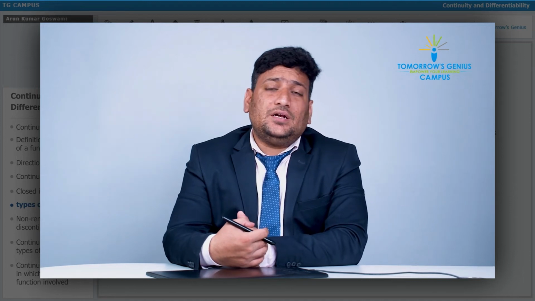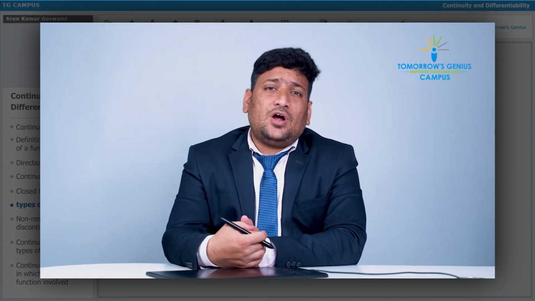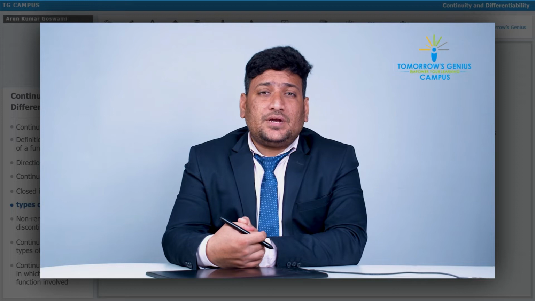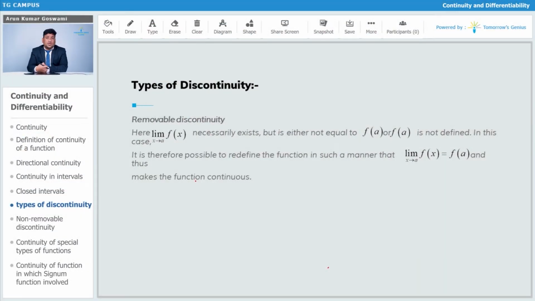So guys, let's see here. We have types of discontinuities also. It is not like that we have some permanent discontinuities. Some are removable. We can remove the discontinuity of the function. If limit x tends to a of f of x necessarily exists, but is either not equal to f of a or f of a is not defined, in such a case, we can remove the discontinuity.